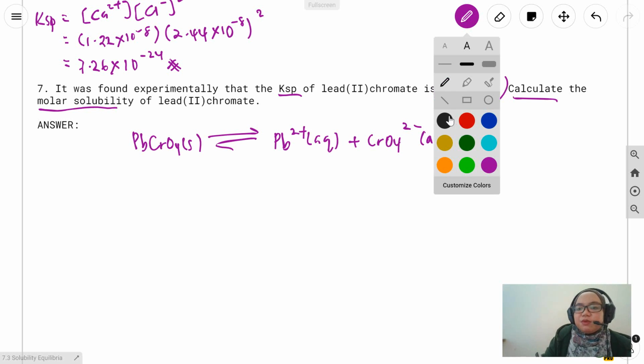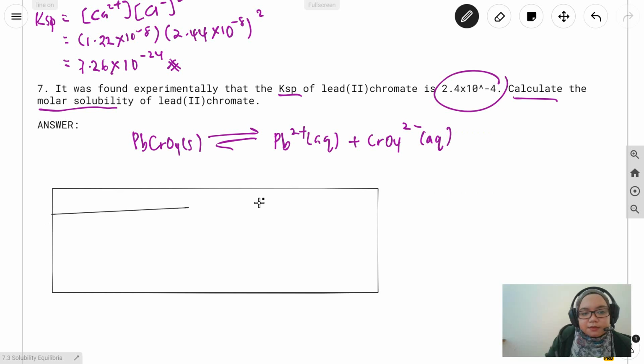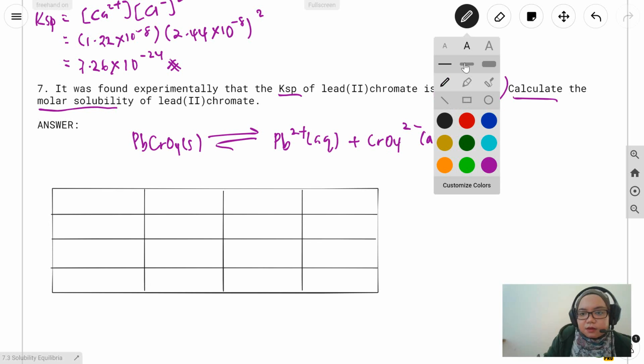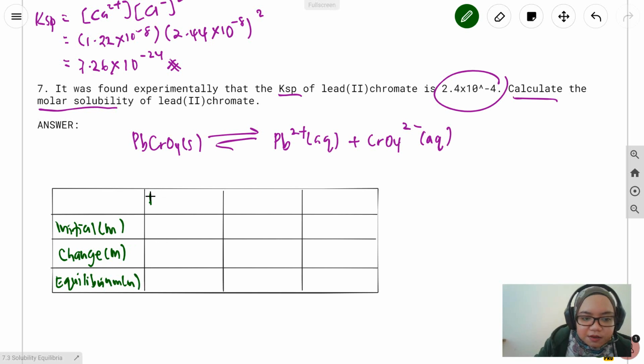Okay, if you do an ICE table, you can do it like this. So here you can do the ICE table: initial, change, equilibrium. Okay, you can do this kind of ICE table, same as the question above just now. If you want to do an ICE table like this, that is also fine. So, you know, PbCrO4 solid gives Pb2+ aqueous plus CrO4 2- aqueous.